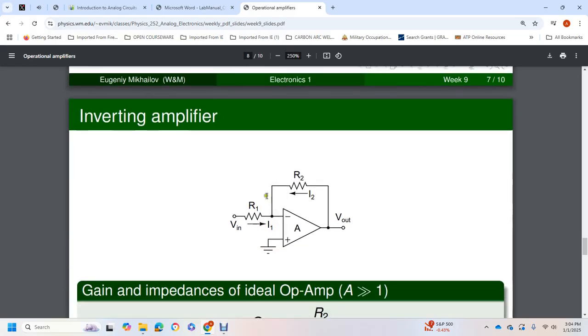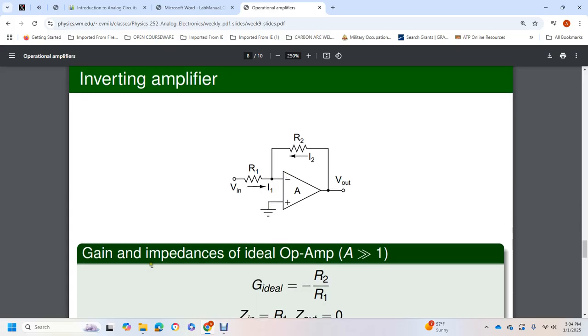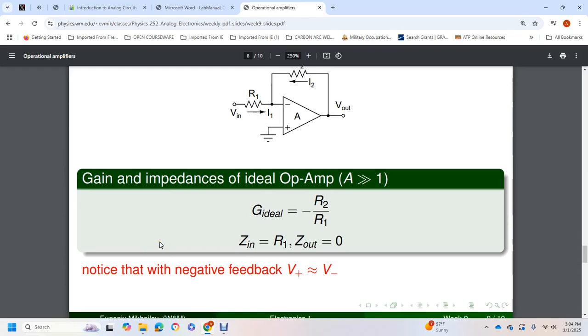Inverting amplifier. The voltage in goes through resistor R1 and then into the negative input, with a series between the resistor and the amplifier, and the amplifier output going out. That's an inverting amplifier. Gain and impedance for the ideal operational amplifier: A is greater than 1. The ideal gain is equal to negative R2 over R1. Input impedance is equal to R1. Output impedance is equal to 0. Note that with negative feedback, the positive input voltage is congruent with the negative input.